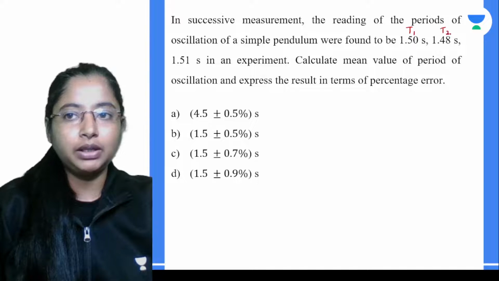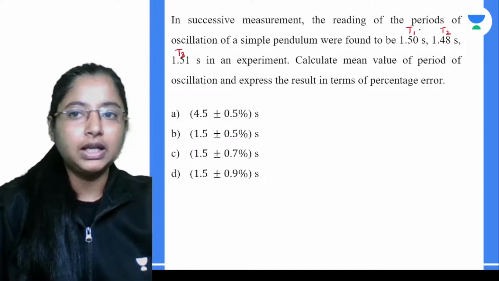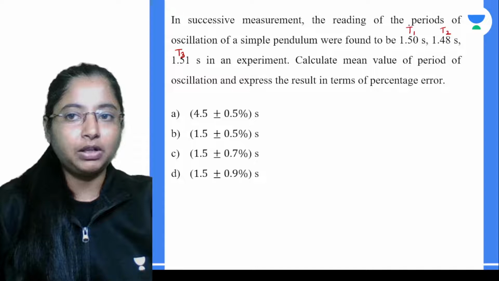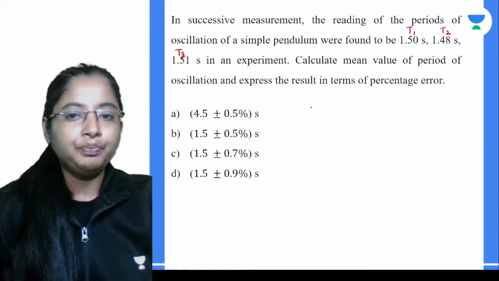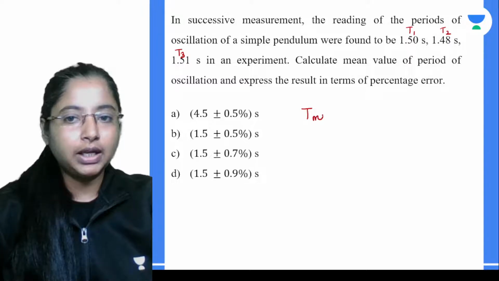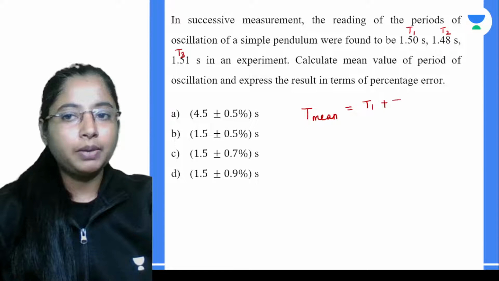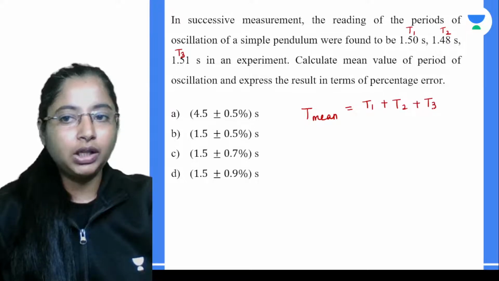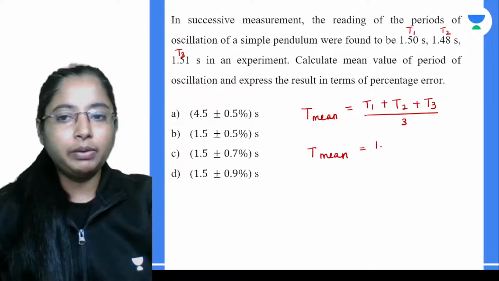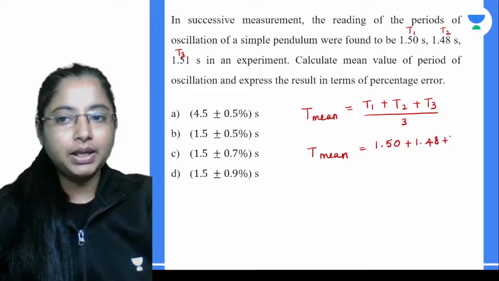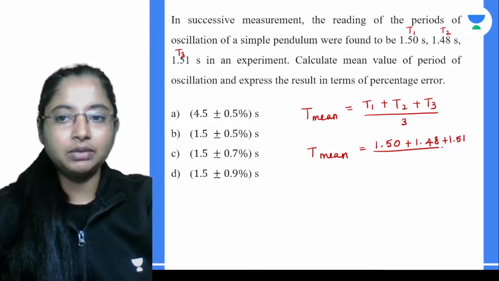Let's say this is T1, this is T2, this is T3. That is the first time you did the experiment and found the values, and the second and third time you did the experiment to find the values. Now, what is the mean value of the time period? That will be T1 plus T2 plus T3 divided by 3. So the mean value here will be 1.50 plus 1.48 plus 1.51 divided by 3.